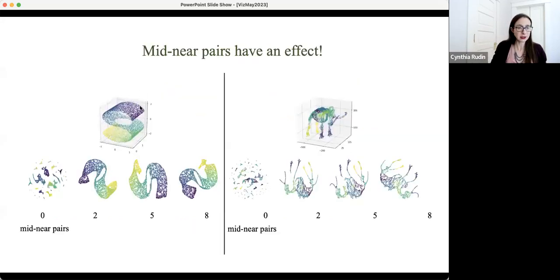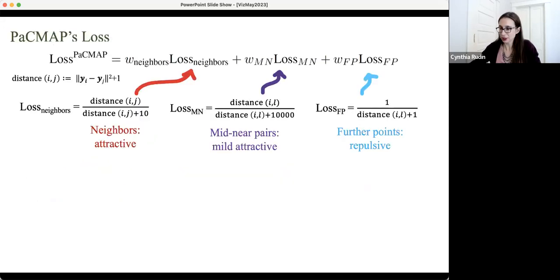So here's a data set, which is an S-curve with a hole in it. It's a 3D data set. And if you don't have any mid-near pairs, you can't preserve global structure. But if you have even 2 mid-near pairs per data point, then you get the global structure. As long as you have at least 2, okay? And then here for the mammoth, if you don't have any, you get garbage. If you have at least 2 mid-near points, you get that global structure. So it really nicely preserves the global structure.